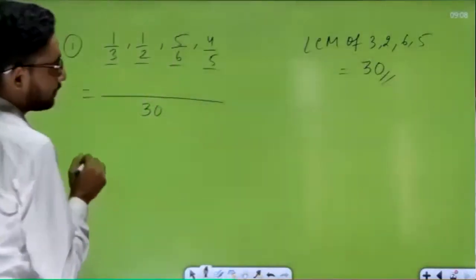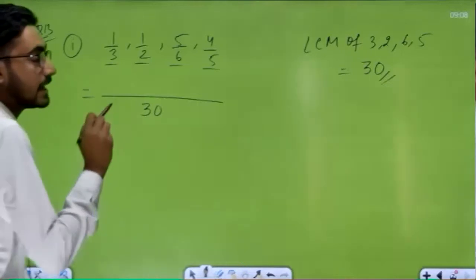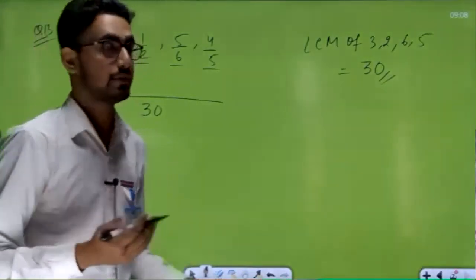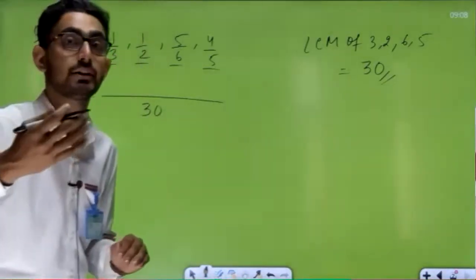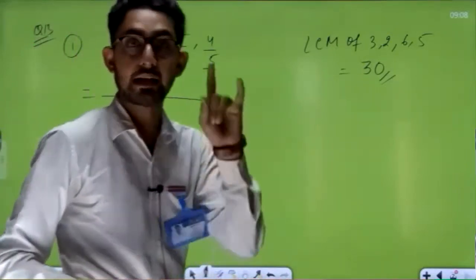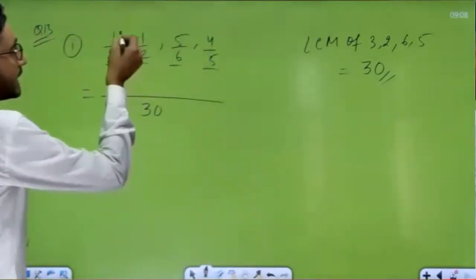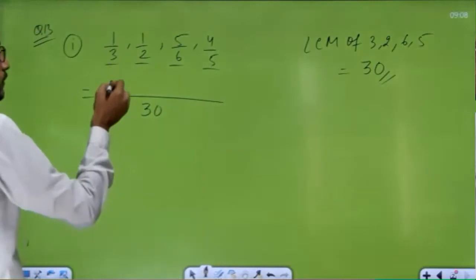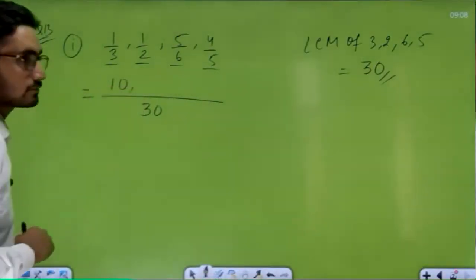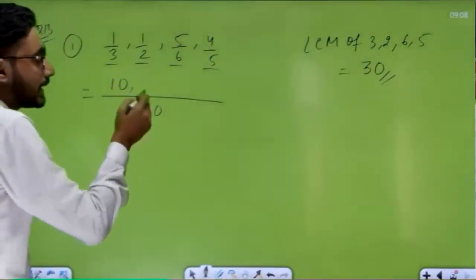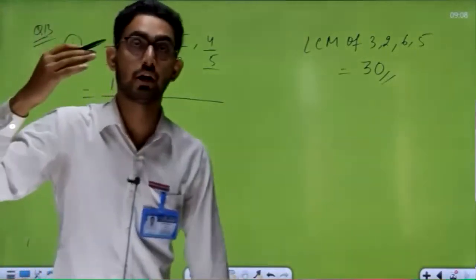Now what do I have to do? For 3, check how many times it goes into 30. 10 times. So 10 multiplied by the numerator. So 10 into 1, 10. Now think, 2, how many times does it go into 30?